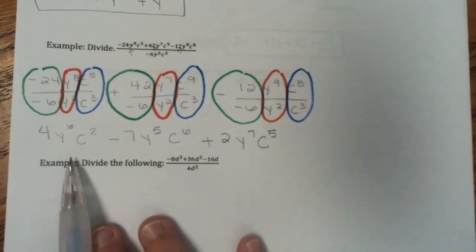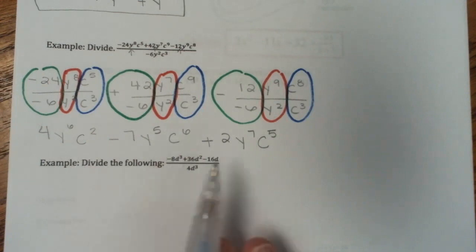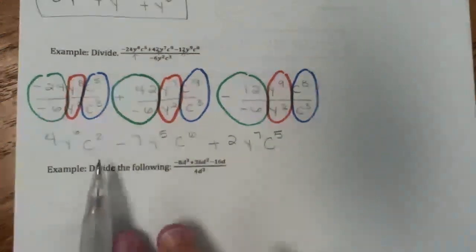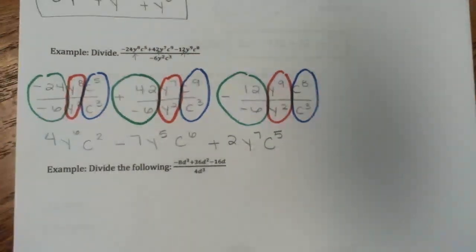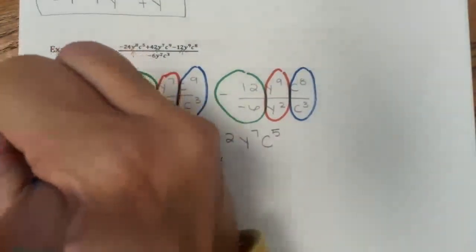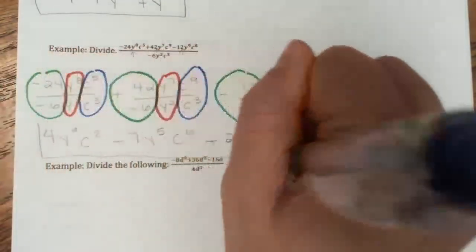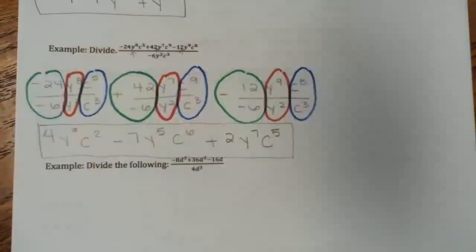So looking at it, I have y to the 6th c squared, y to the 5th c to the 6th, y to the 7th c to the 5th. They all have different types of exponents, so they're not like terms. So this is our final answer, 4y to the 6th c squared minus 7y to the 5th c to the 6th plus 2y to the 7th c to the 5th.